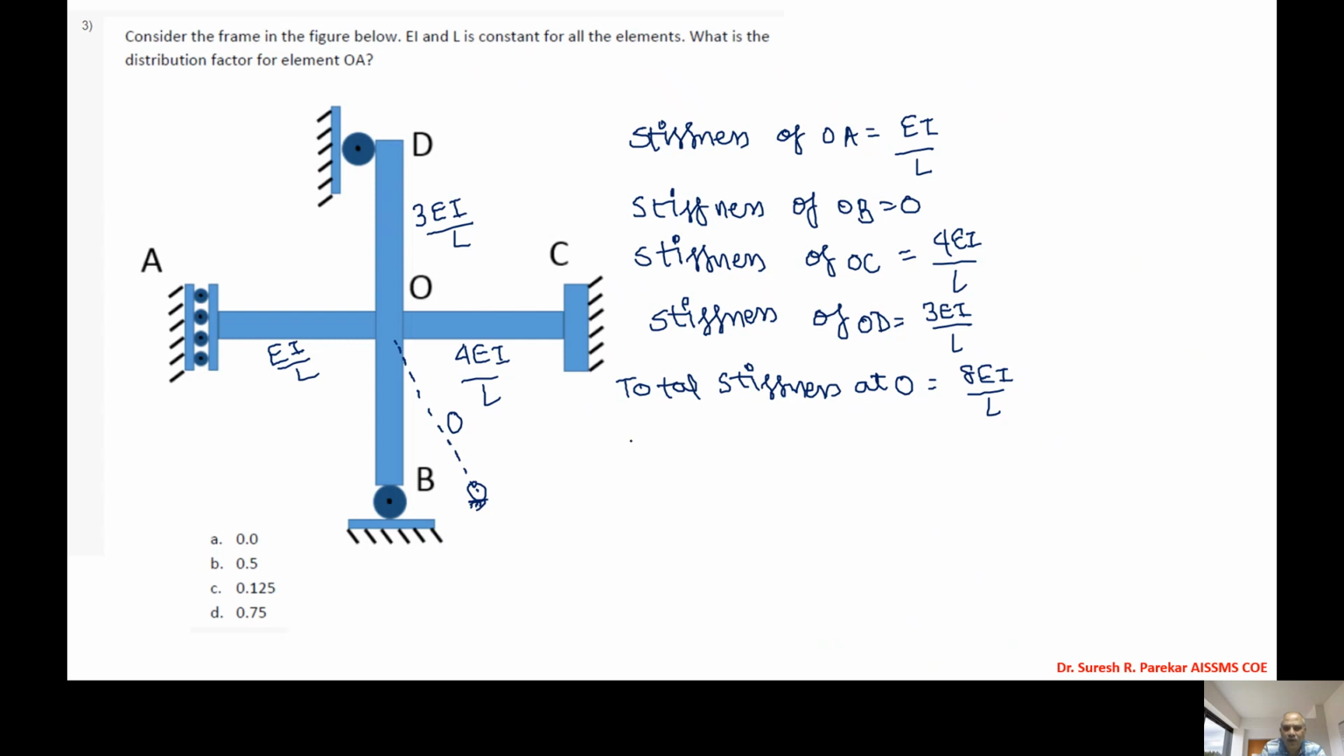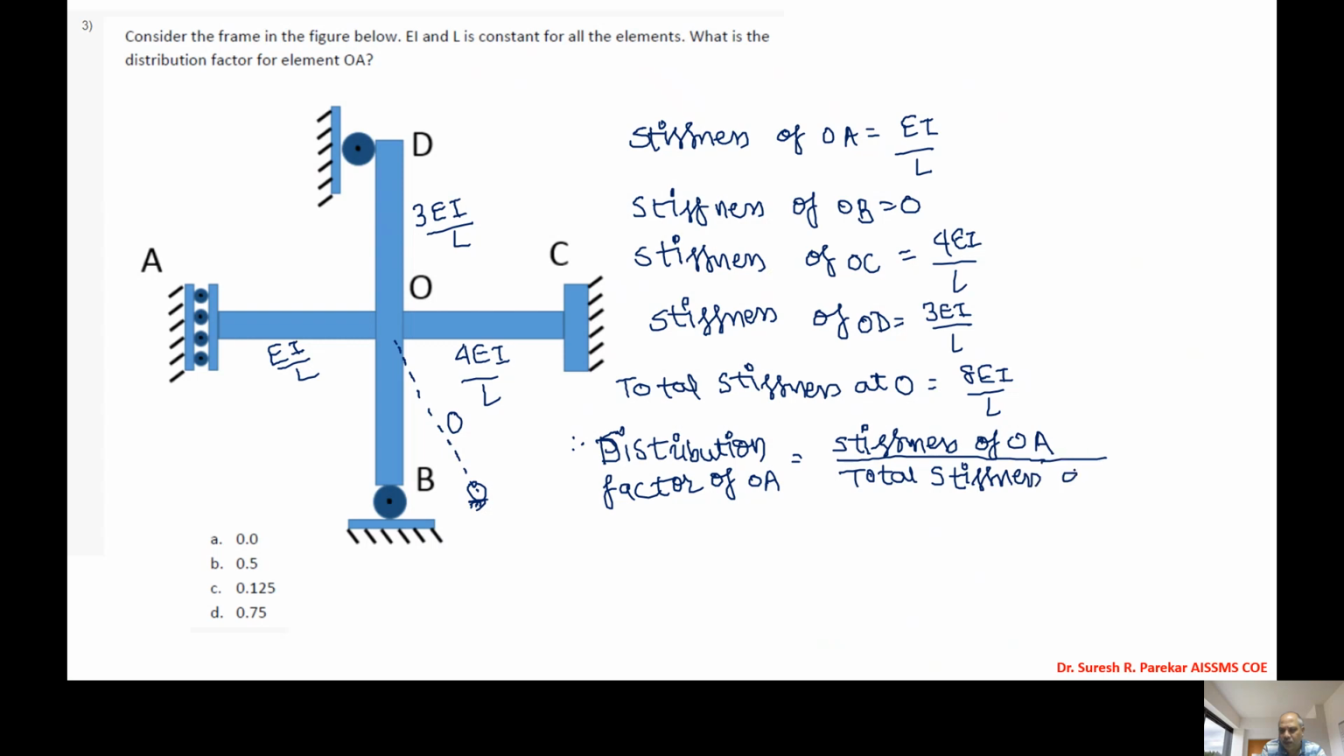We are interested to find the distribution factor of OA, and that is equal to stiffness of OA divided by total stiffness at O. Then this is equal to EI by L divided by 8 EI by L, and this will give us 1 by 8, which is equal to 0.125. So we have option C.